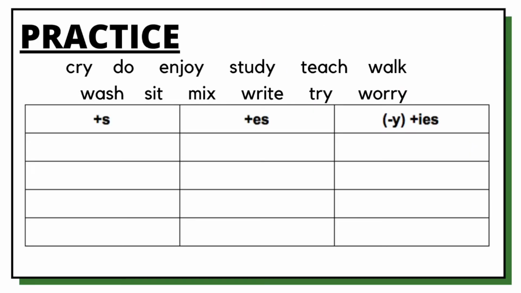Let's practice what we've learned about adding s, es, or dropping the y and adding ies to a verb in the third person singular. There is a link in the description to a shared Google Doc that you can practice from, or you can pause this video and do it in a notebook or simply on a scrap piece of paper or in your head.